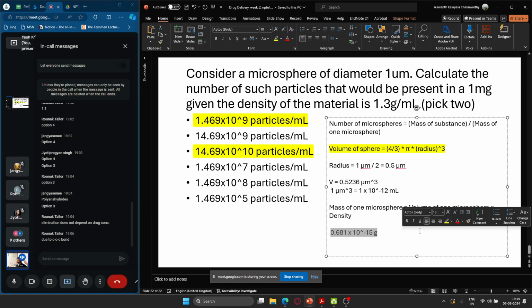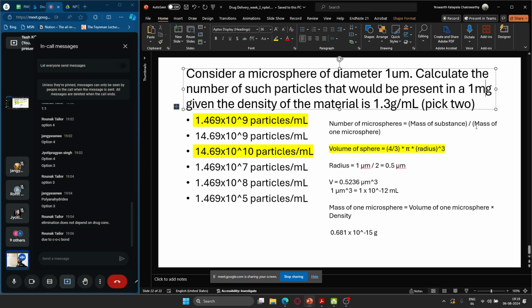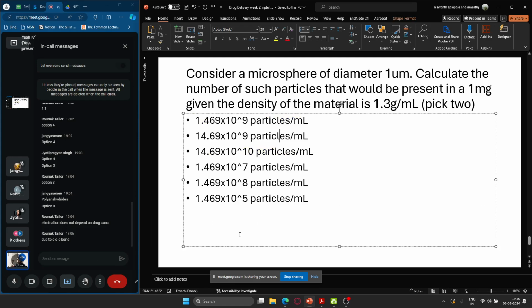If you do the calculations, you will get the mass of one microsphere to be 0.681 times 10 to the power minus 15 grams. Now from here, you can calculate the total number of microspheres. You know the mass of the substance to be 1 mg, and you know the mass of a microsphere. So you can calculate how many microspheres there are in 1 mg of the particle. So that's how we solve it.